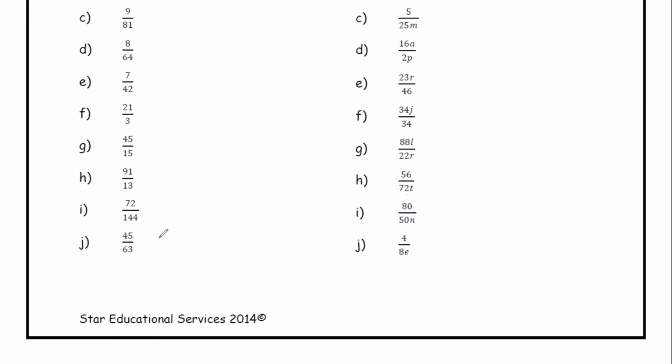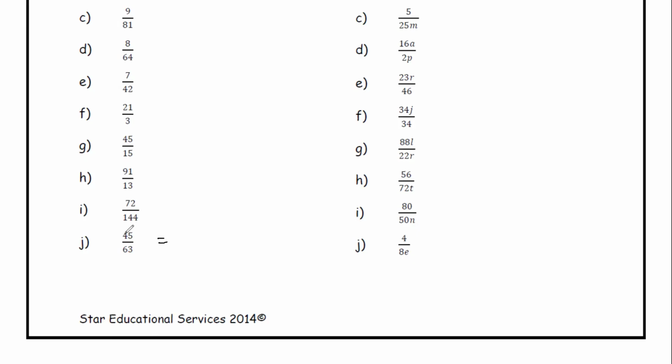45 and 63. So I can write down, I know they're multiples of 9. So it's 9 fives and 9 sevens are... See, it is confusing. So because it is confusing, what we do is we break down 45.